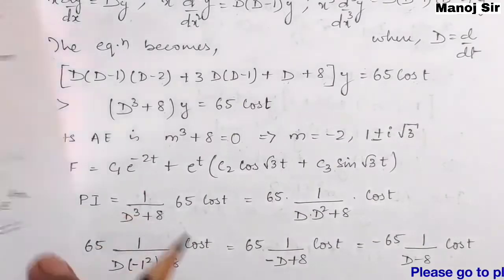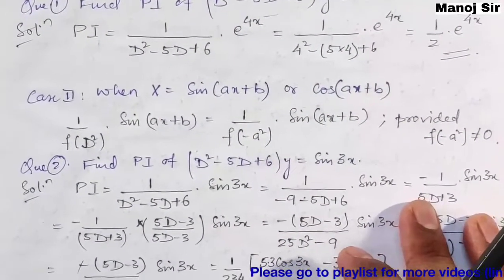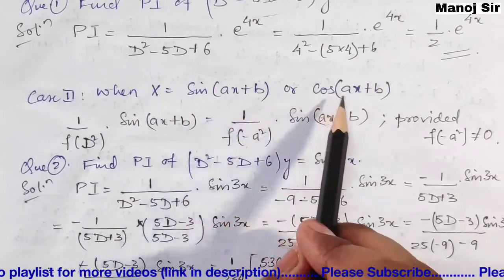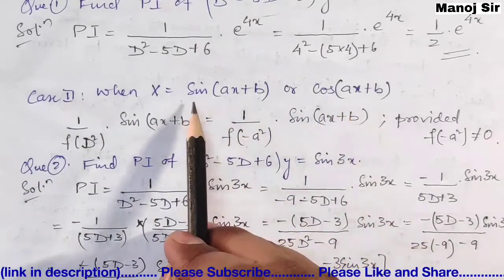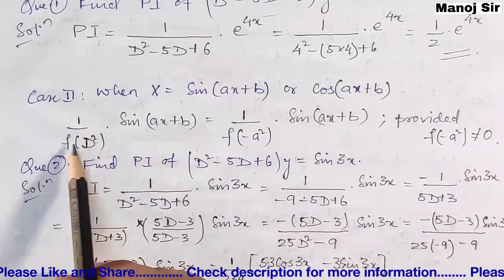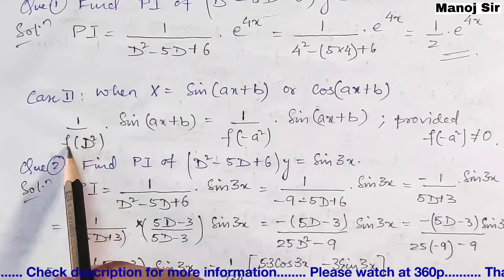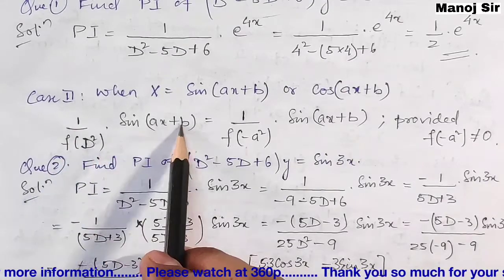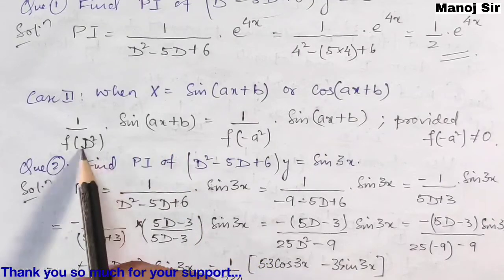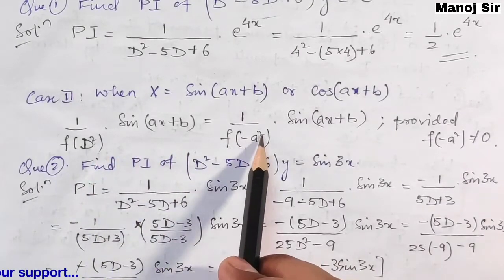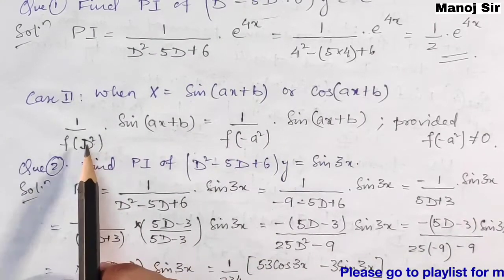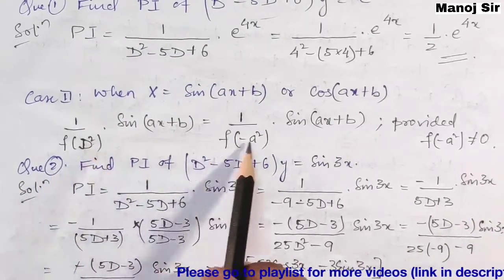Here we have, when x equals sine ax plus b or cos ax plus b, you may get sine terms or cosine terms. In that case, 1 upon f of D square into sine ax plus b or cos ax plus b, whatever it is, we need to write, instead of D square, minus of a square. We need to search for the term where we have D square, and instead of writing D square we'll write minus of a square.